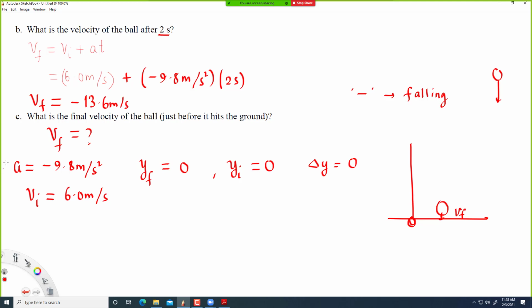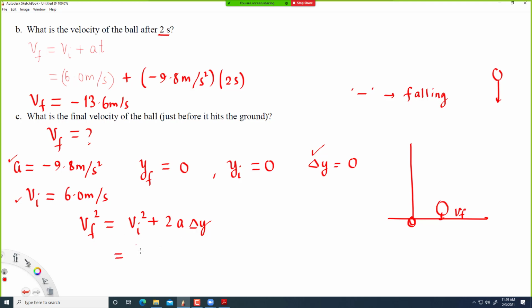So we have 3 quantities: we have a, delta y, and Vi. If we have 3 quantities given, then we can find the rest. So which formula should we use? You need to decide from those 3 formulas which one is the relevant one. You can use V final squared is equal to V initial squared plus 2a delta y. You cannot use the one with time because time is not given. We need to use the one without time.